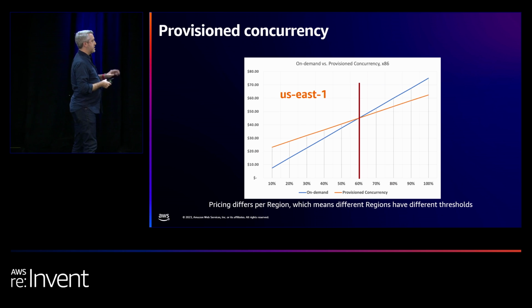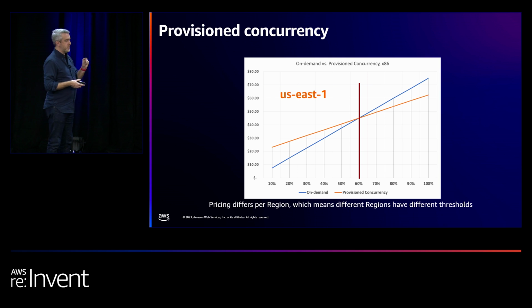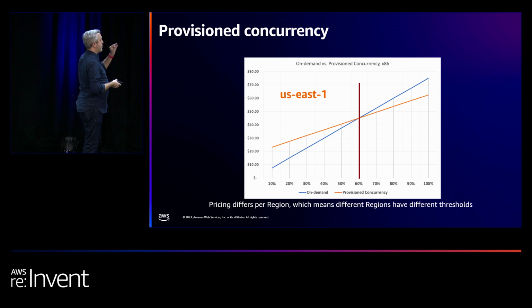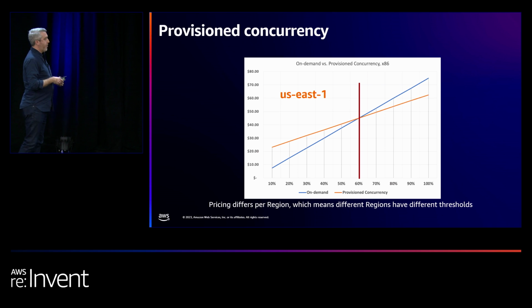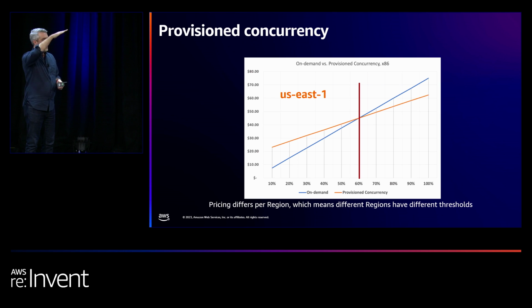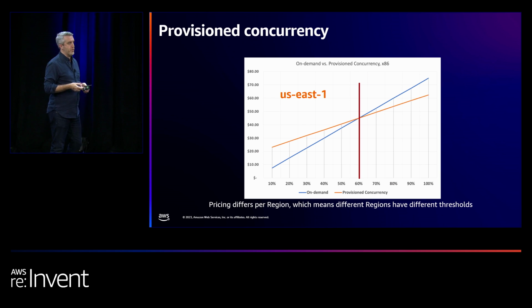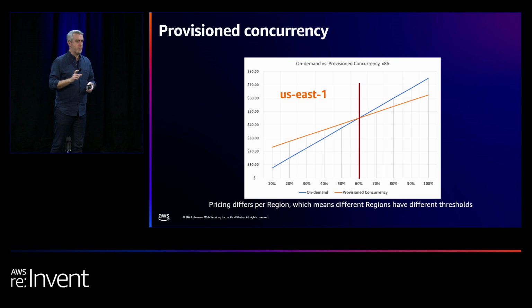And so we see, and it does vary slightly by region, but somewhere around about 65% utilization of your function, at least in this case US East 1, or 60% US East 1 these days. When you've utilized at least 60% of your provision concurrency for a given function, it actually becomes cheaper for you to run that Lambda function versus the on-demand. And so again, this is both a cost and a performance knob that we give you for your Lambda functions.